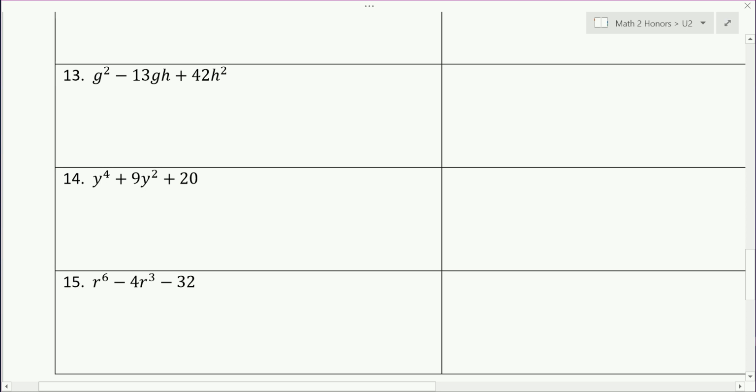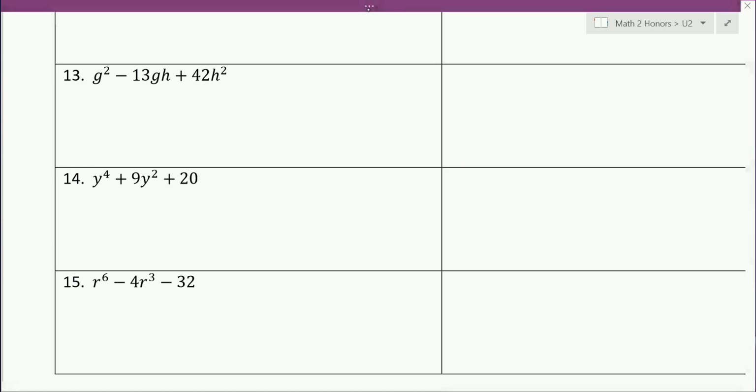15 looks a bit different, right? It's something to the 6th power, not to the 2nd power. So it's not quadratic, it's the power of 6. But our factoring techniques are not limited to quadratics only. Number 14 and 15 are not quadratics, but there's still 3 terms. So we could try our method on this. We just have to change a couple things about the method. So let's do 15 and see how things may have to be adjusted.